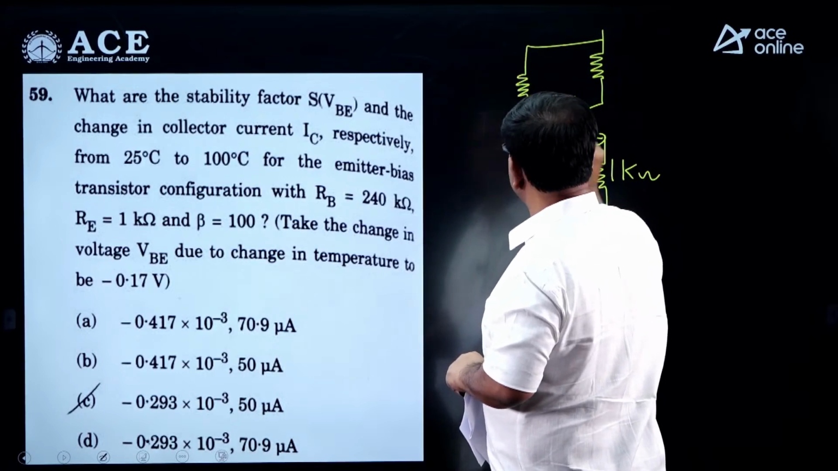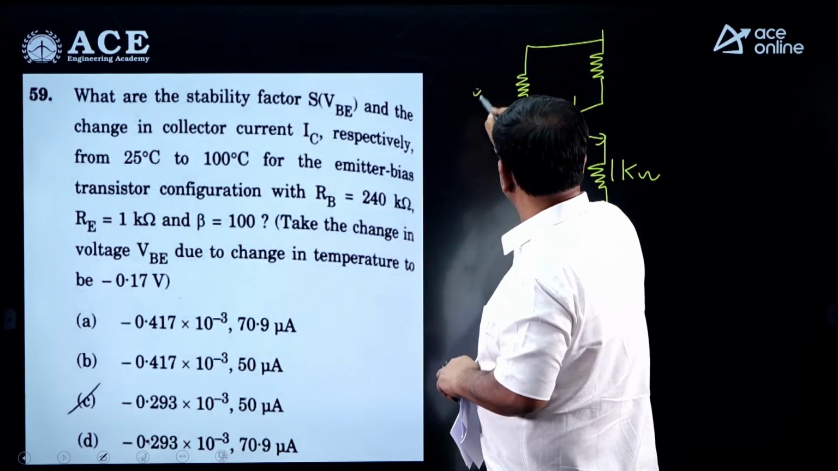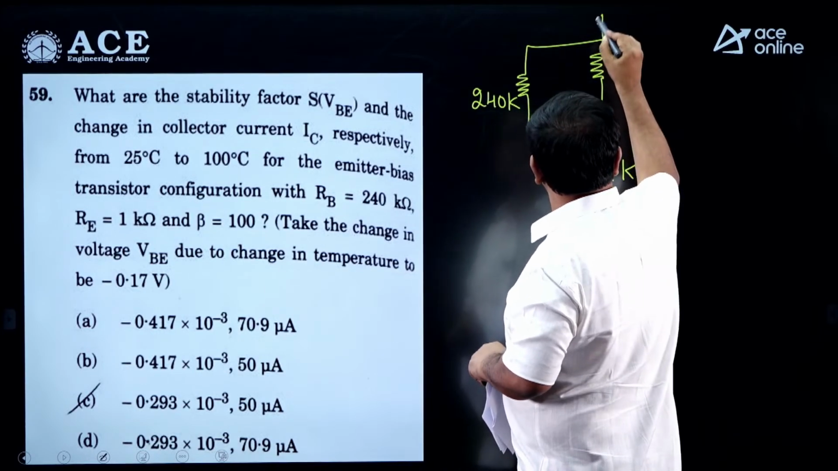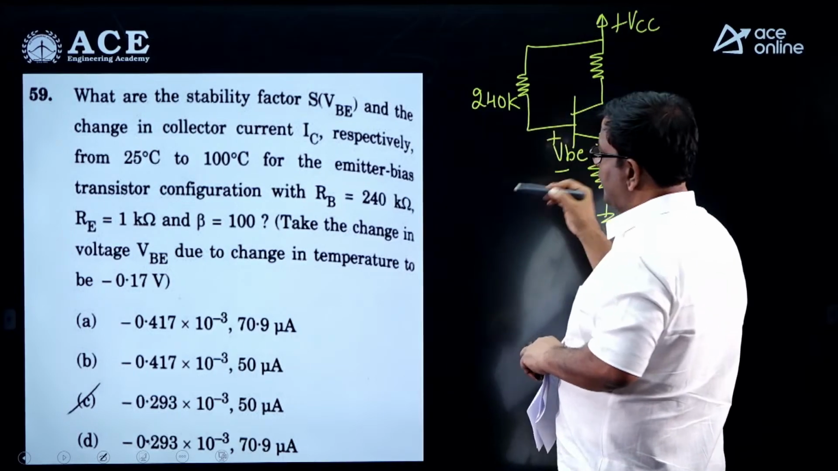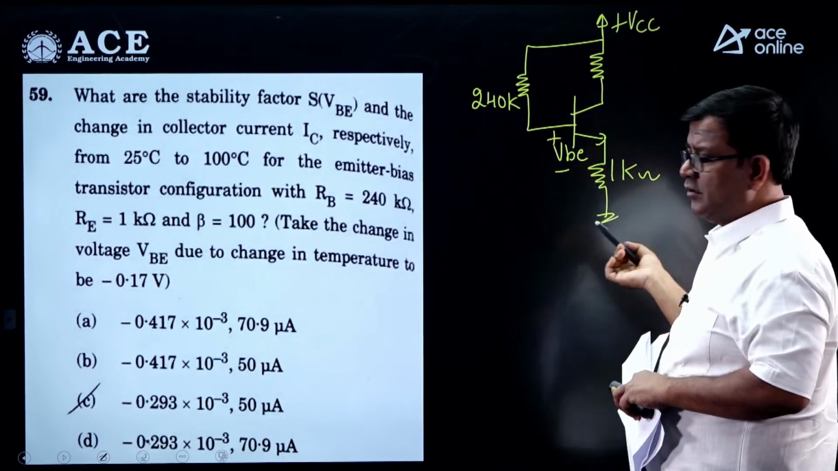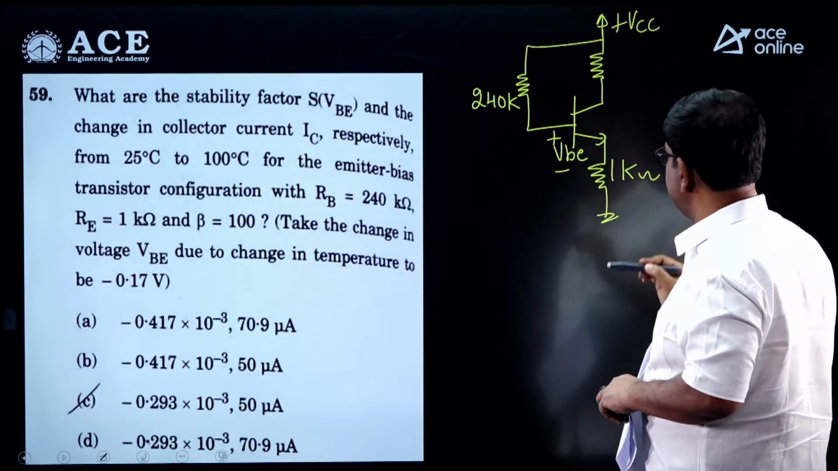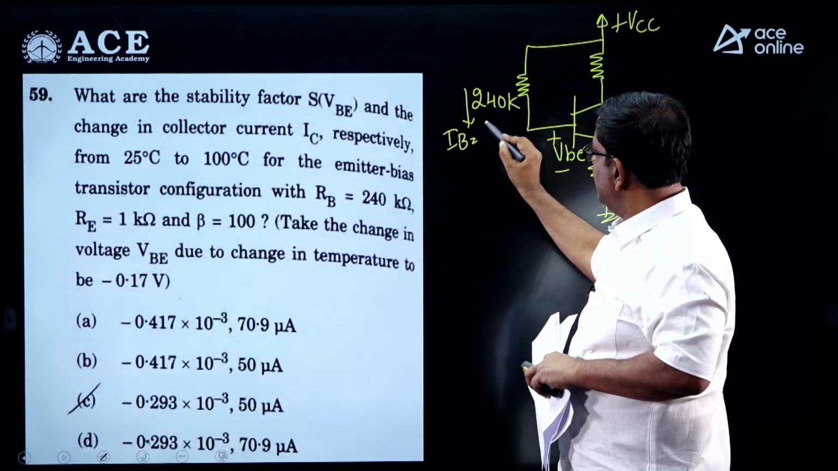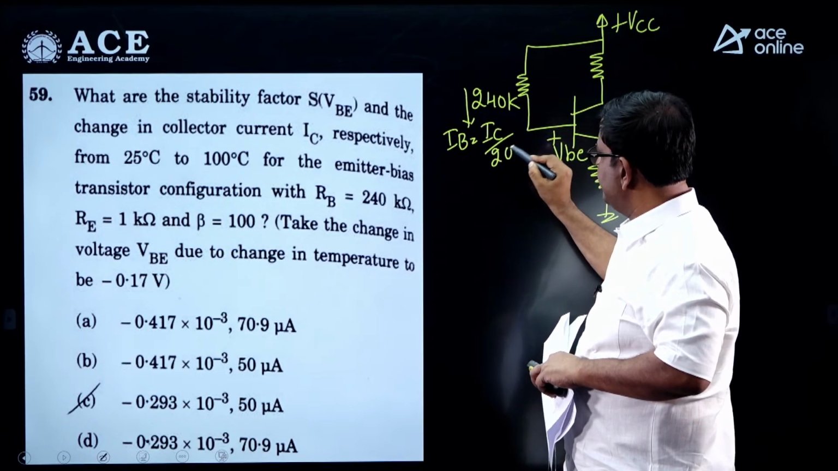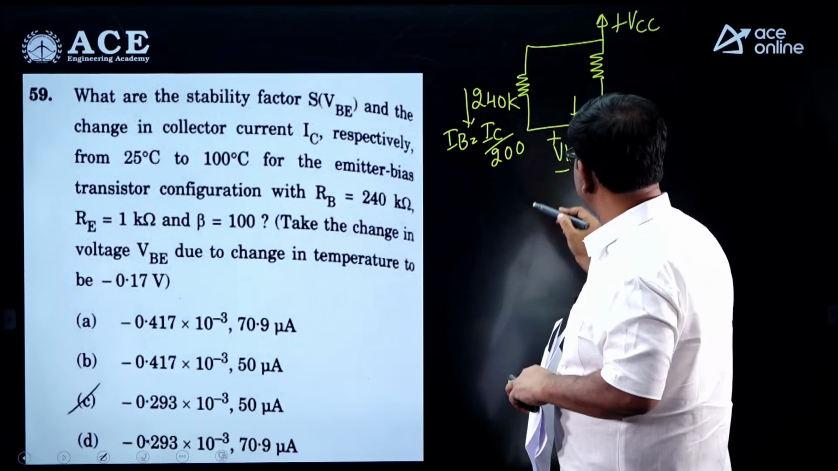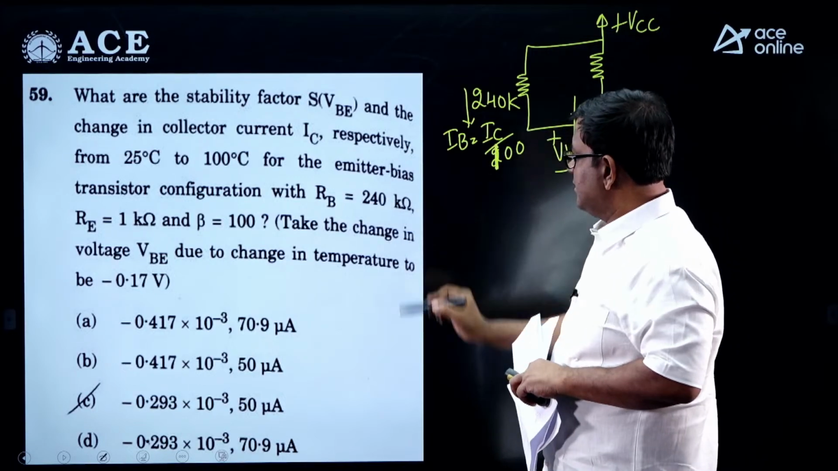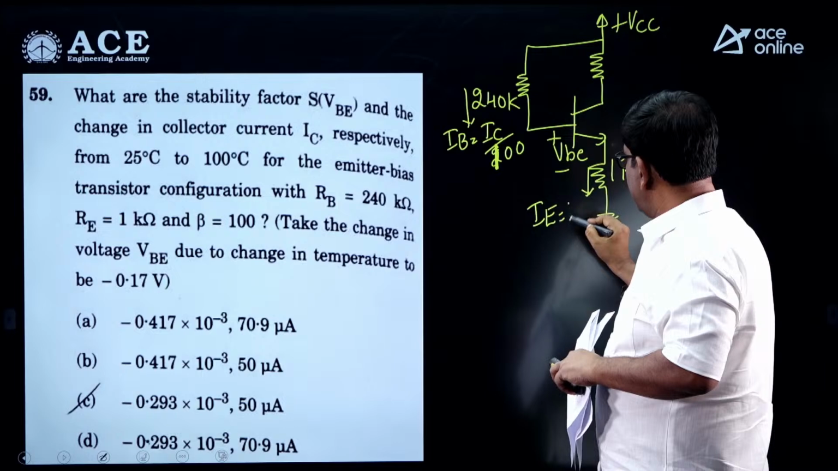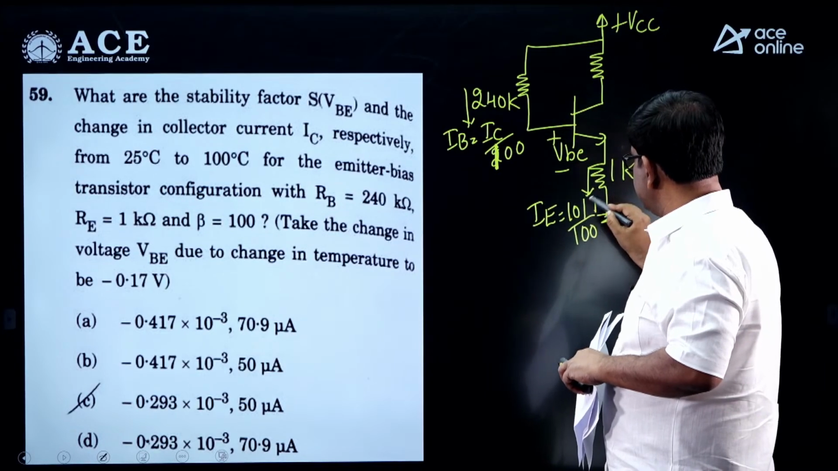RB is 240K. You have VB here and VCC. So from the data given, I have tried to draw the circuit here. But since he mentioned collector current, what is the relationship between base current and collector current? IB is IC by 200. Since beta is 200, no, beta is 100 here. So IC by 100, and here IE is going to be 101 by 100 into IC.